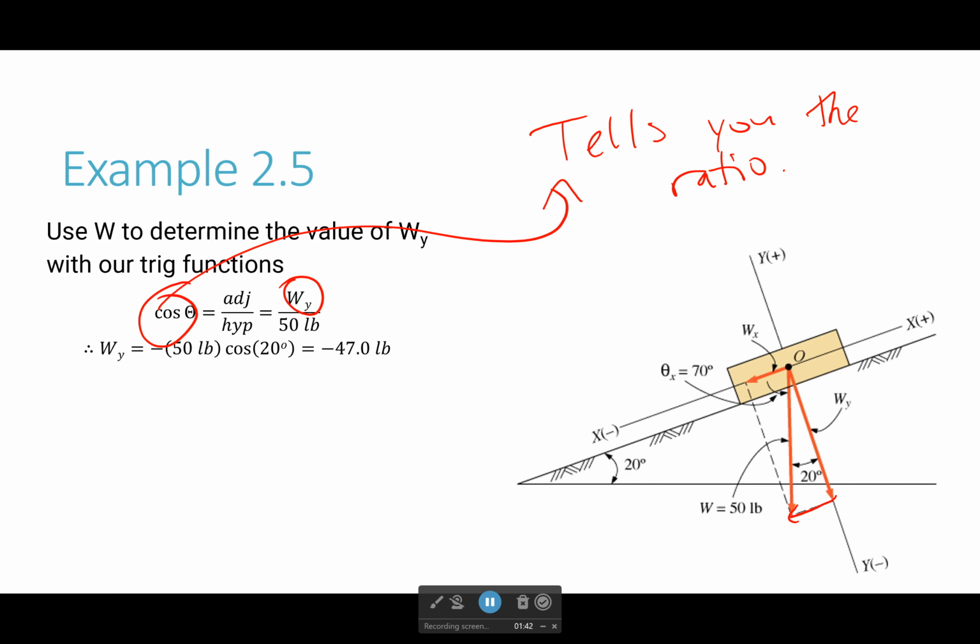Plug that in and it's negative 47 pounds. We know it's negative, even though that wasn't in our equation, because this is pointing in the negative y direction.